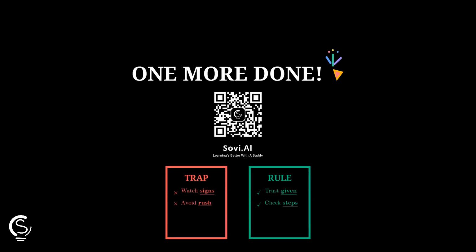Trap: rushing signs and steps. Rule: trust the given rate, then check each step before choosing.